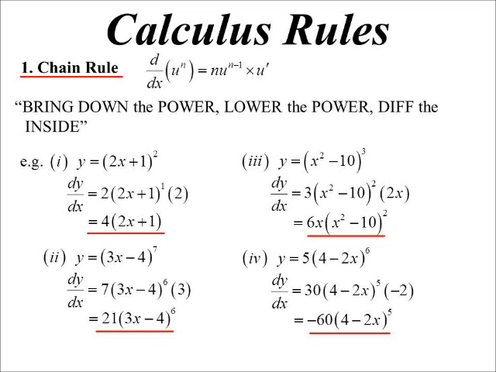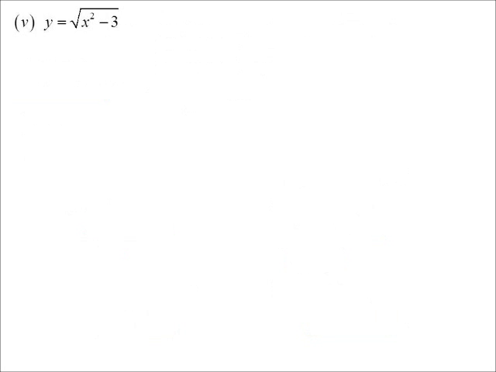Where it's really useful is something like this, because try and expand that out: (x squared minus 3) to the power of a half. A little bit tricky, so I don't need to. I can use anarchy, the chain rule. Bring down the power, a half. Lower the power, it becomes negative a half. Kick that derivative out of the parentheses. 2x, mere mortal answer. There it is: x on the square root of x squared minus 3. So really handy for things like that with surds.